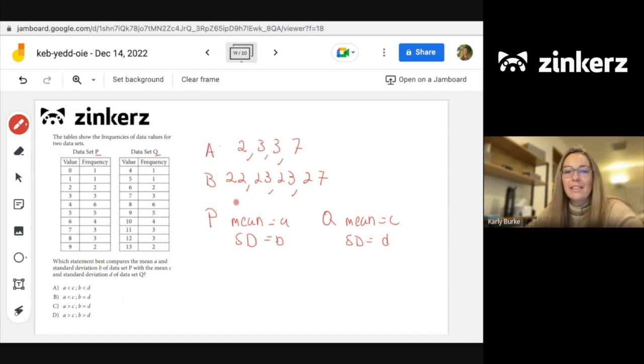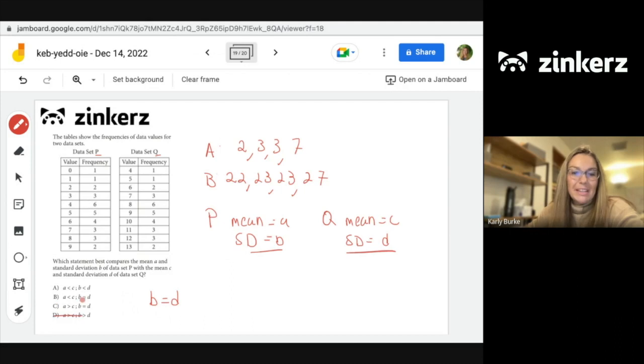Let's first take a look at the means. Now, you can calculate the mean, and that's fine, but you don't need to waste your time doing it. Do you know why? Well, let's take a look at the frequency of these. These are spread out the same way, data set P and data set Q. So I can actually skip to the standard deviation. These are the same number of each values. They're going to show the same shape if we were to graph these. So that means that the standard deviations are the same. So I know that B has to equal D.